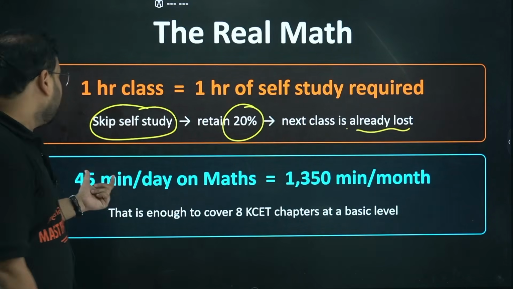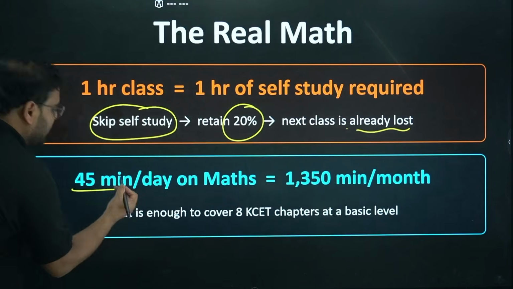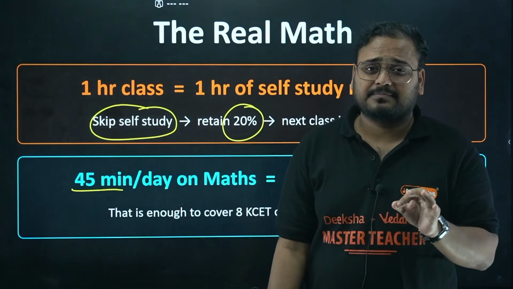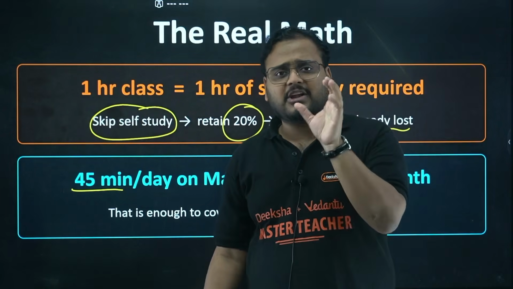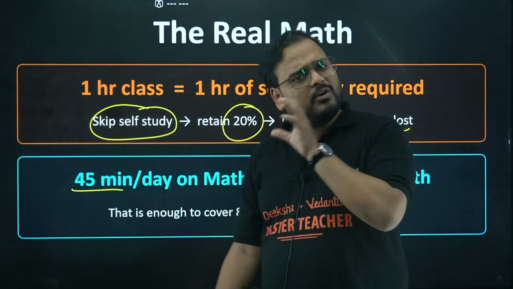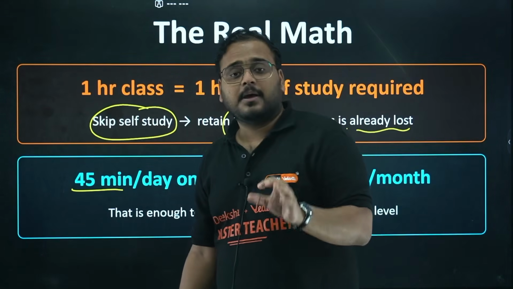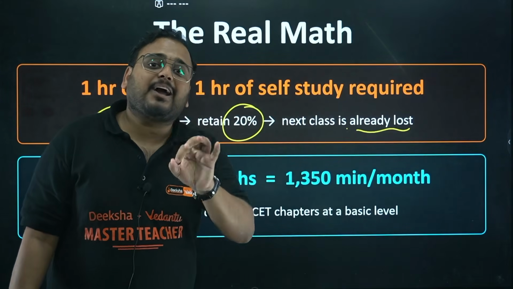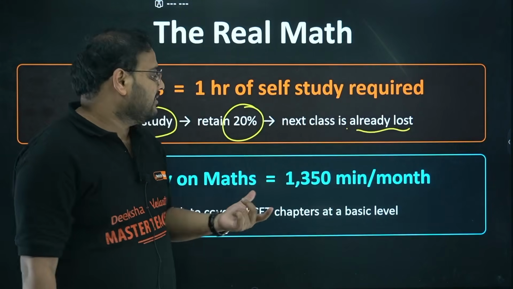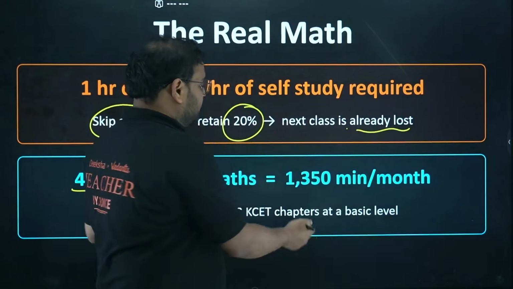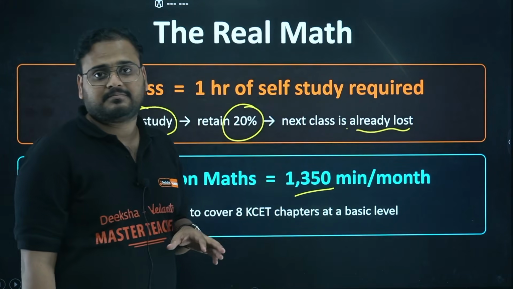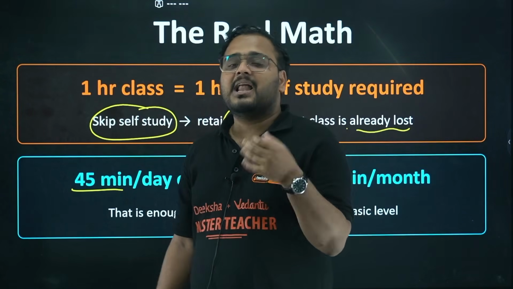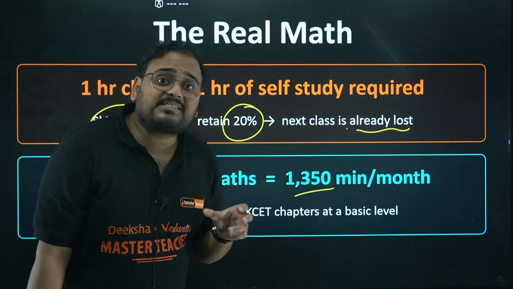Okay, next, if you start doing 45 minutes a day, and if you do it every single day, and trust me, you can take out 45 minutes a day. Not only for maths, you can do it for different subjects also. But my point is, if you take out 45 minutes a day for covering the backlogs, that adds up to more than 1,000 minutes per month. Calculate the number of hours. And that can easily help you prepare 6 to 7 basic chapters in a month.